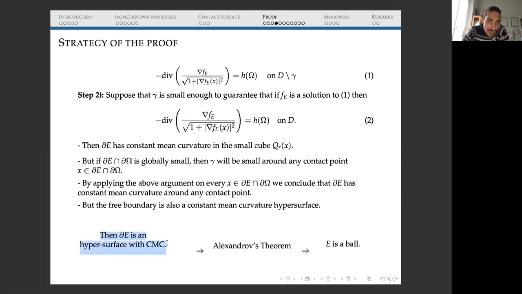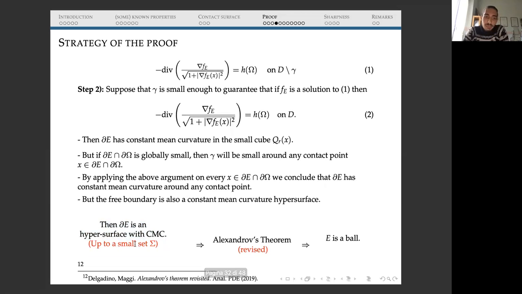You will get these up to a small set sigma. So you don't get that the boundary of E is a hypersurface with constant mean curvature, analytic, closed, and C2 without boundaries, so that you can immediately claim Alexandrov's theorem. You almost get what you need. So you need this instrument here, which is crucial because it's a refined version of Alexandrov's theorem, which allows you to still conclude that E is a ball without caring about this small set. Okay, just to give you this small technicality.